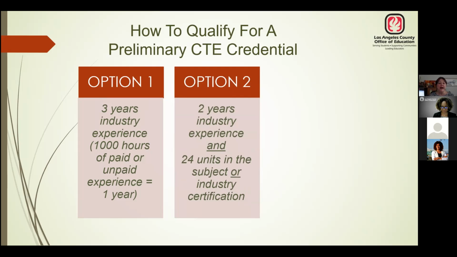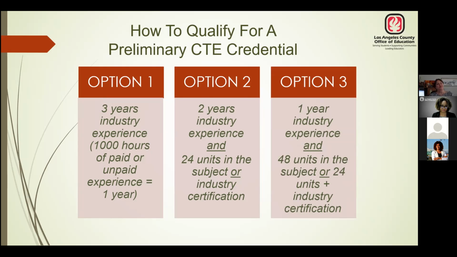Well, let's say they don't have 3 years. Option 2 is, let's say they only have 2 years. They only have 2,000 hours of work experience. Well, what else do they have? If they have 24 semester units of college courses in that subject, and so we'd be looking for banking, business, finance classes, then that could count as a year. Or if they have an industry certification in the subject, that could count for a year too. So that's how we get to that magical 3 years in option 2.